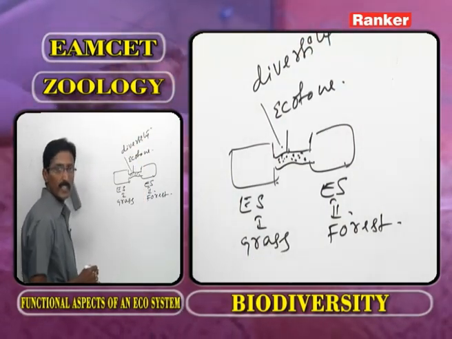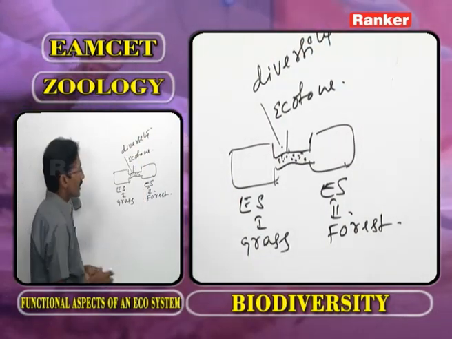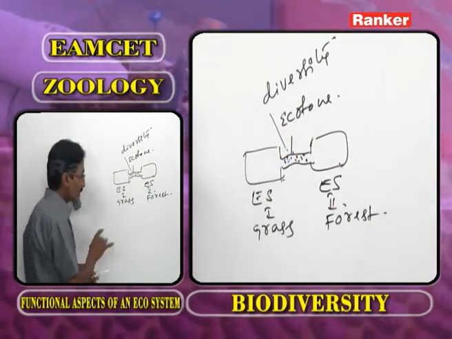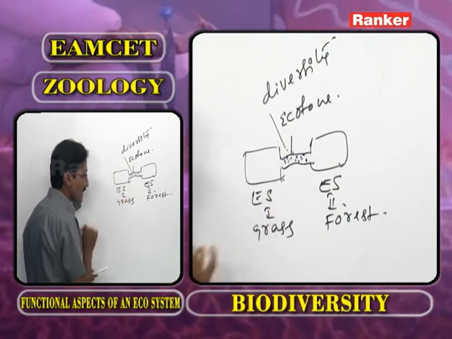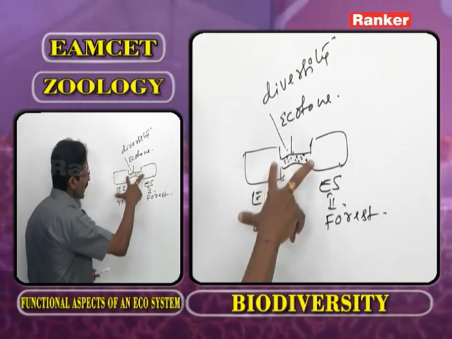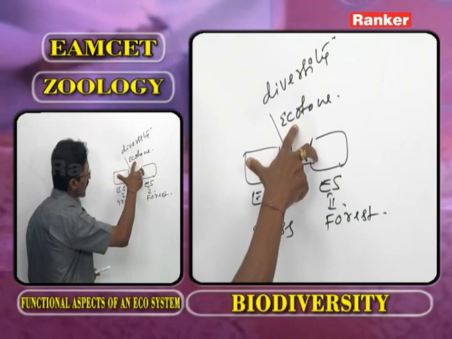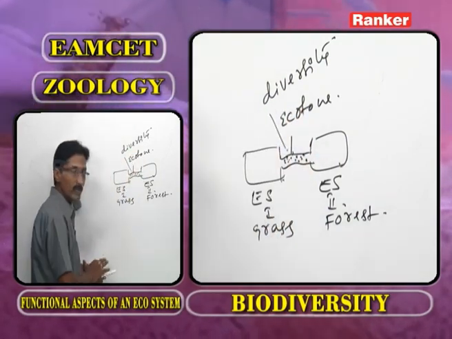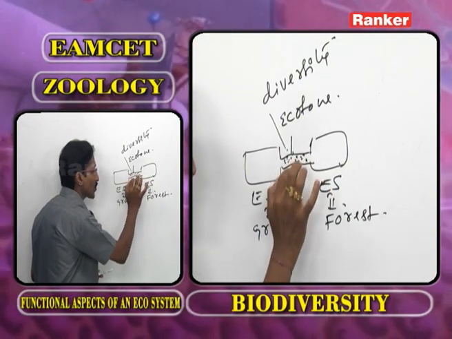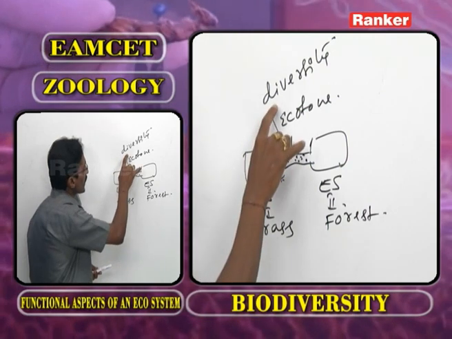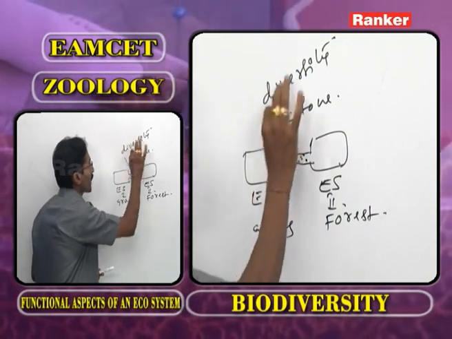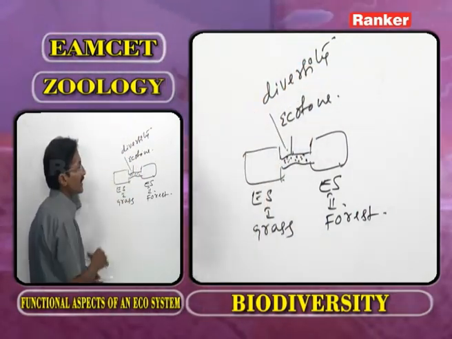What is meant by diversity? Variety or differences. Now what is meant by ecotone? It is the transitional zone between two ecosystems. Here one ecosystem is named grassland. Another ecosystem is named forest area. In between these two ecosystems, the transitional zone we call ecotone. In the ecotone, the species of two different ecosystems are present. So here we observe more number of species and more number of varieties. That we call diversity.